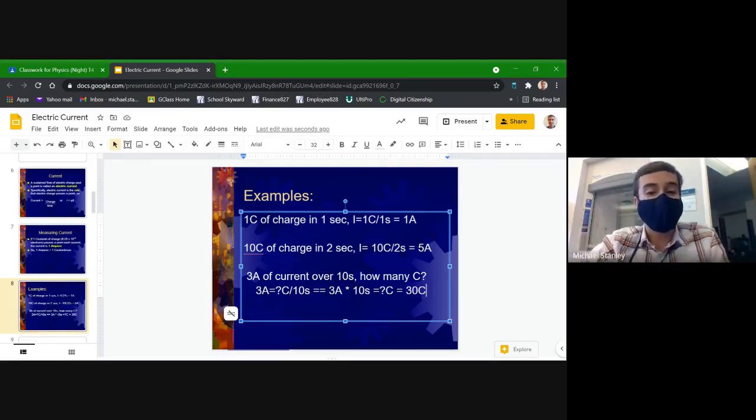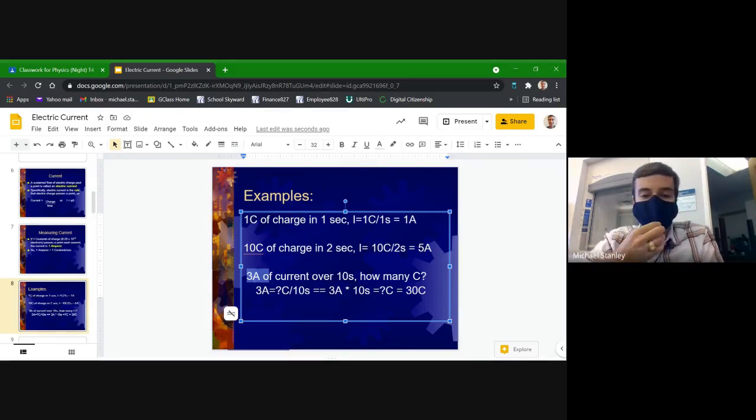So if you have 2 of these measurements, you can do some very basic moving around of your numbers in order to figure out the third one. The most basic example is when you have charge and time already, you can use our simple little formula to figure out the amps. But if you know what the amps are and you want to figure out how much charge is going to go through over a certain amount of time, you can move things around.